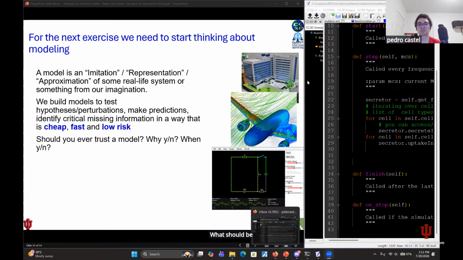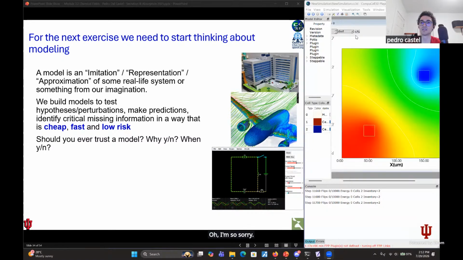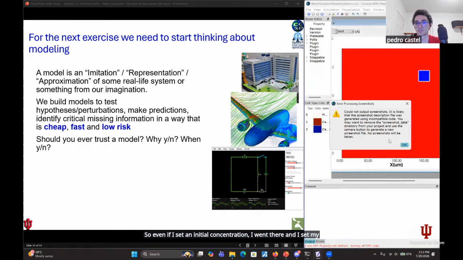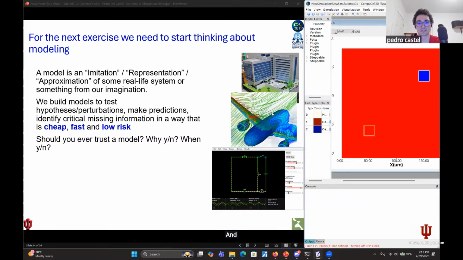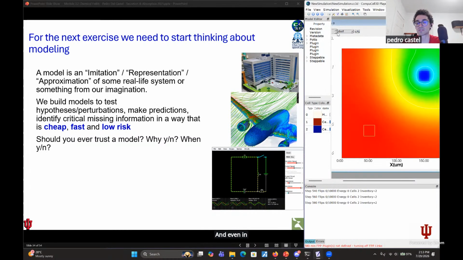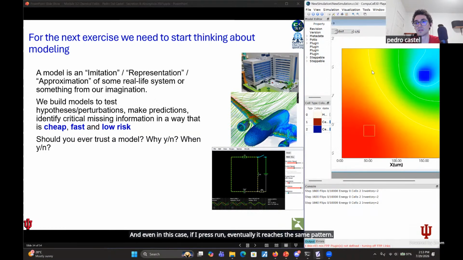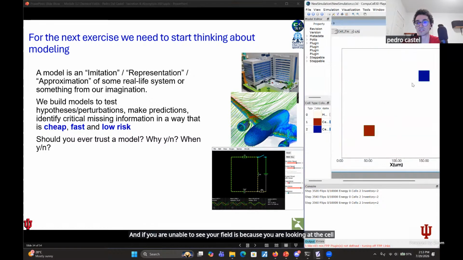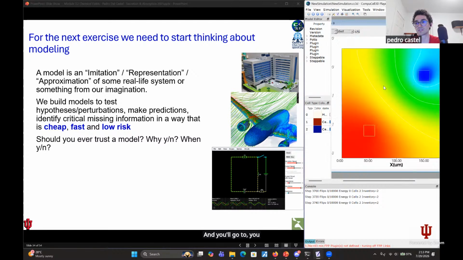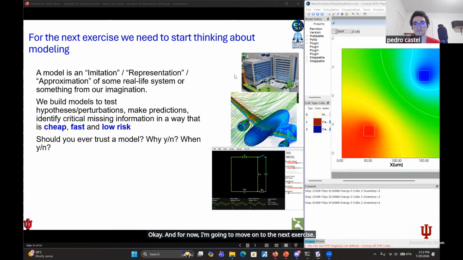What should be the initial concentration for this case? It doesn't matter. The initial concentration doesn't affect the end result. So even if I went there and I set my initial concentration to 100, and it looks like this, even in this case, if I press run, eventually it reaches the same pattern. And if you are unable to see your field, it is because you are looking at the cell field over here. But then you hit this drop down menu and you select your field visualization, and then you should be able to see it.